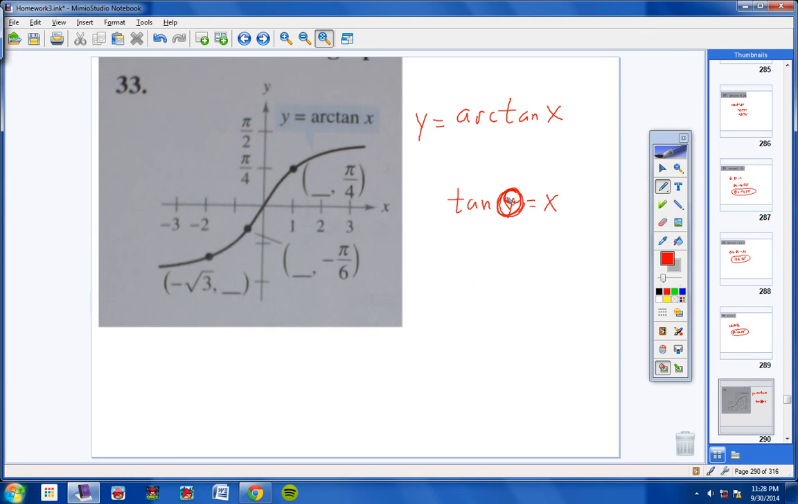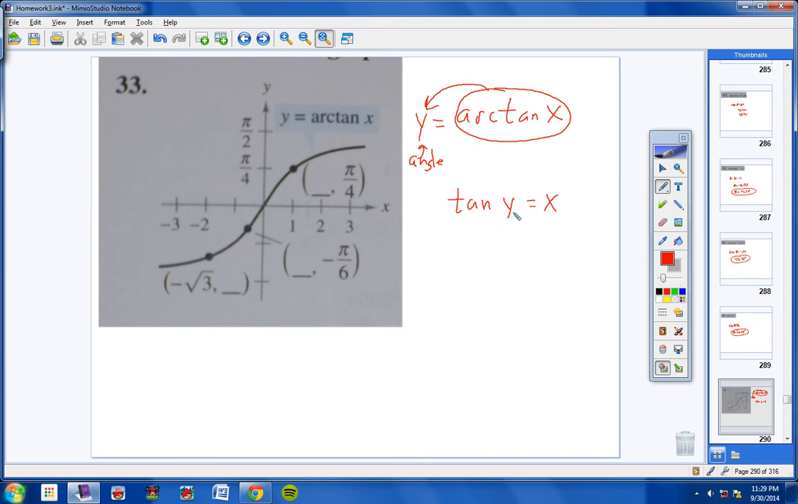So nothing changed here. You're used to putting theta here, okay? But since they're telling you this entire arctangent expression equals y, then y is the angle you're looking for. So you would just simply rewrite it like this. That makes it a lot easier, doesn't it? Look at this. This is so much easier.